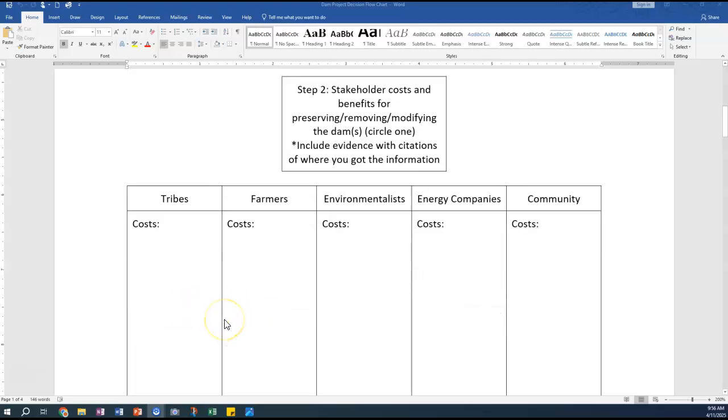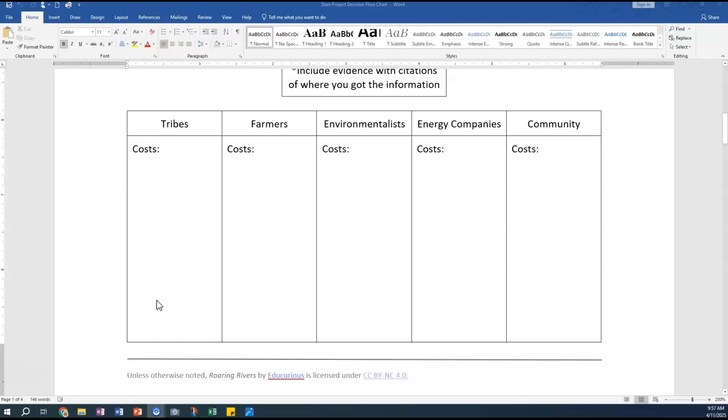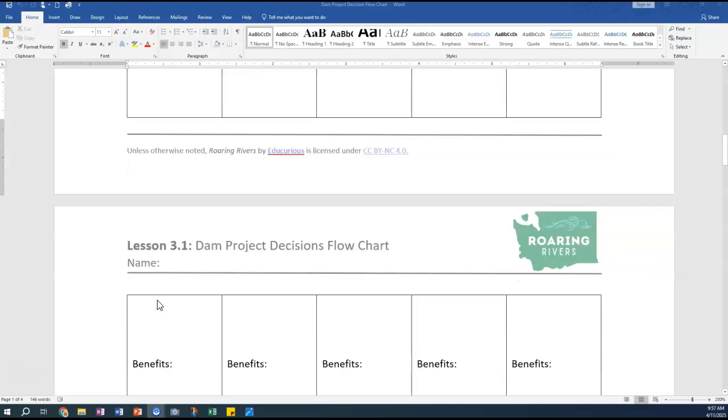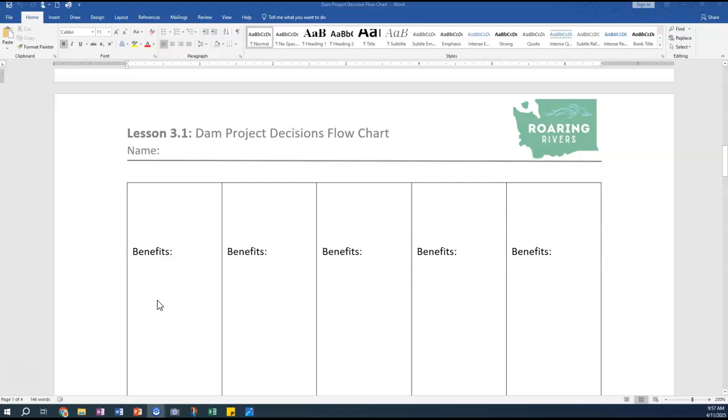This is really where I would start, if it were me, before I looked at the options: I'd look at what the stakeholders say. And for each stakeholder, you're going to look at the costs. So that's what are they losing? If we preserve, remove, modify, you should probably have some idea what you're thinking. But also the benefits, and that's down on the next page here. Benefits means what do they gain?